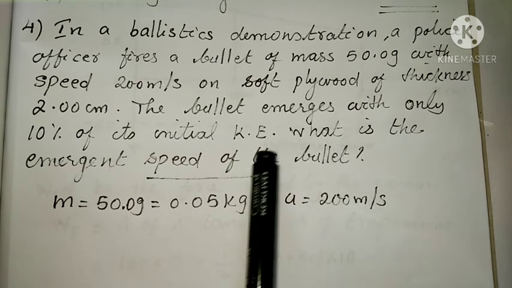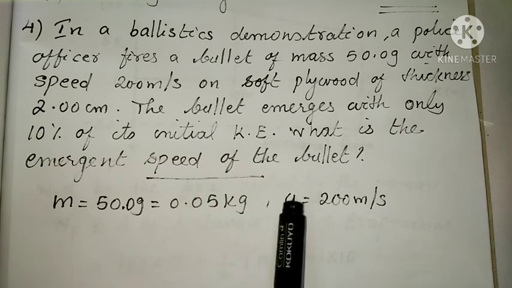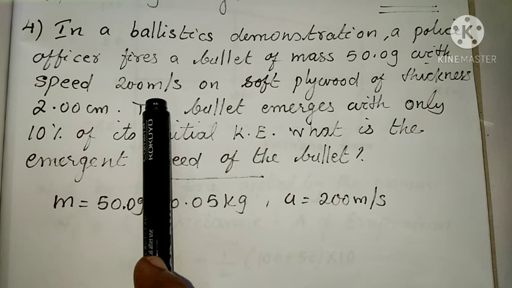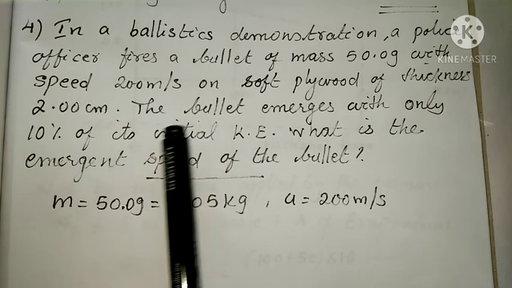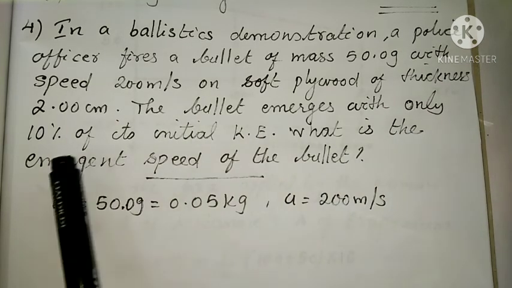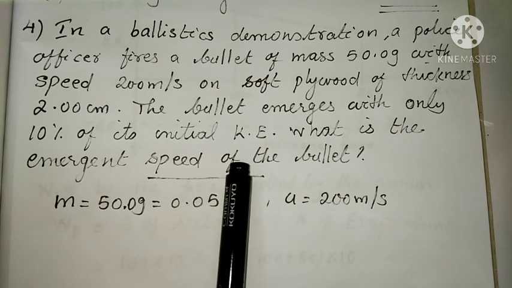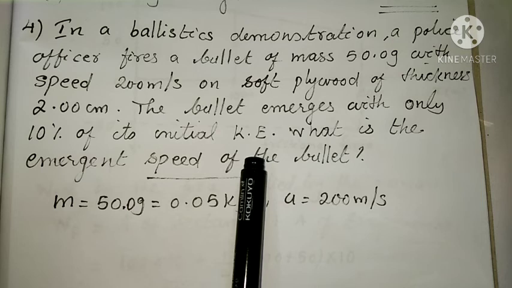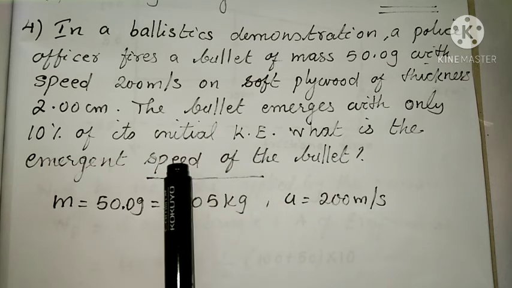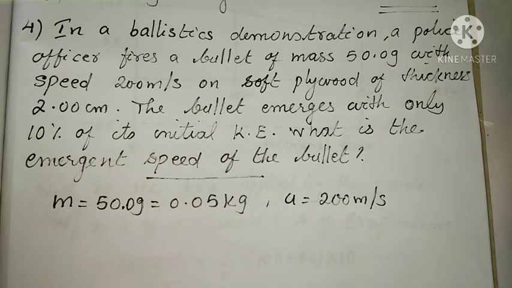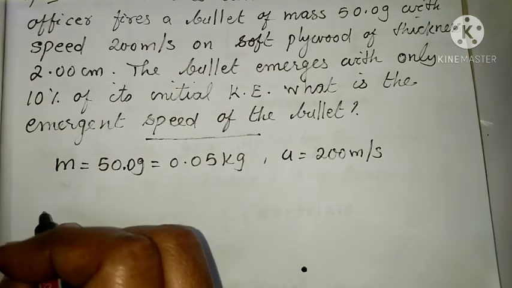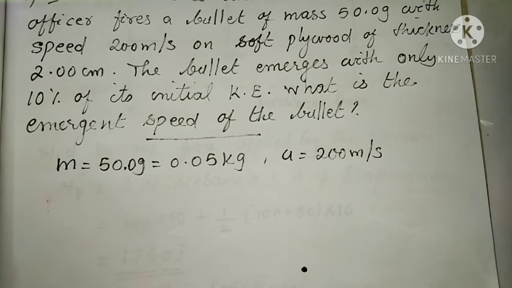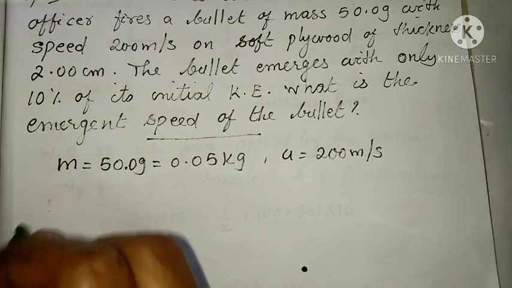Then what is the speed of the bullet? The initial speed of the bullet is equal to 200 meter per second. It is given that the bullet emerges with only 10% of its initial kinetic energy. That means its final kinetic energy is equal to 10% of the initial kinetic energy. So first we want to find out the initial kinetic energy, then we can find out the emergent speed of the bullet.